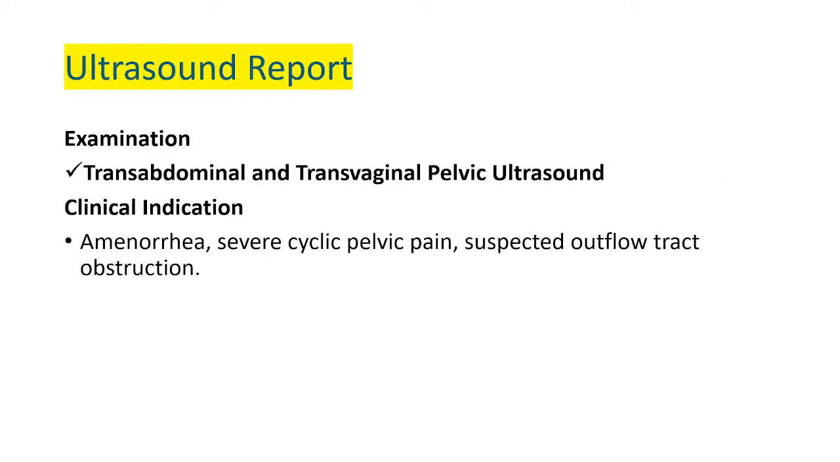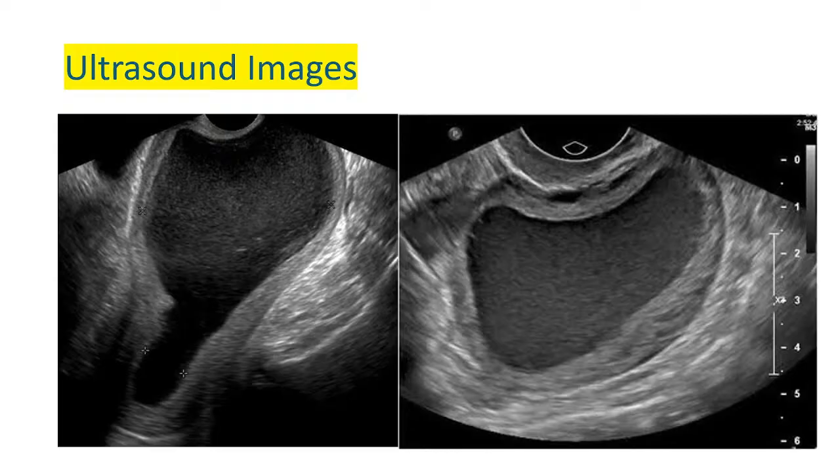So, ultrasound report. Examination: trans-abdominal and trans-vaginal pelvic ultrasound was performed. The clinical indication: amenorrhea, severe cyclic pelvic pain, suspected outflow tract obstruction. So these are the findings.